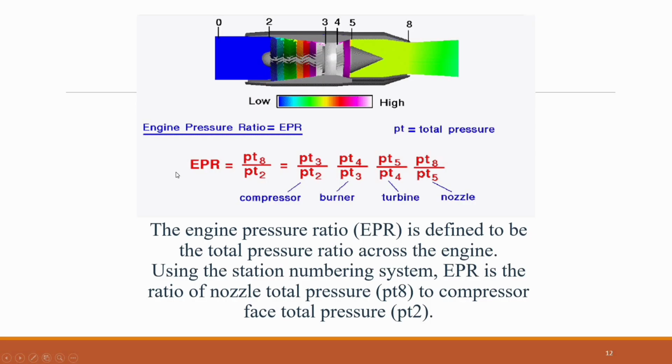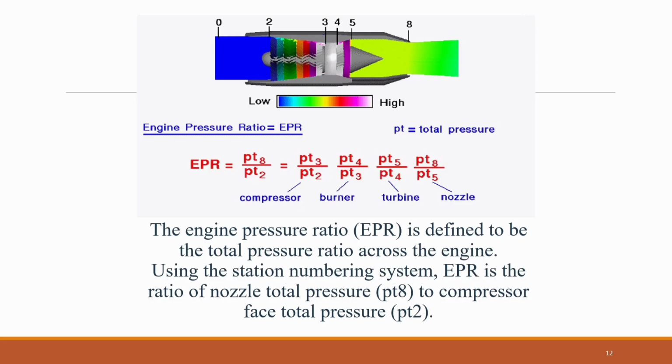One important aspect of EPR is that it can be easily measured on a running engine and displayed directly to the pilot on a cockpit dial. This is why EPR is defined in terms of pressures at engine stations rather than relative to free stream conditions. It is also important to note that total pressure losses in the inlet are not included in the EPR measurement.